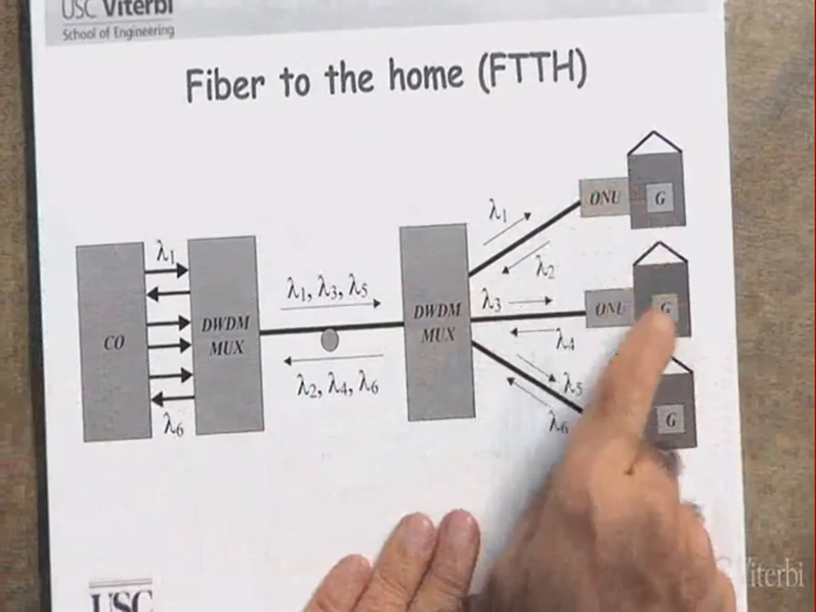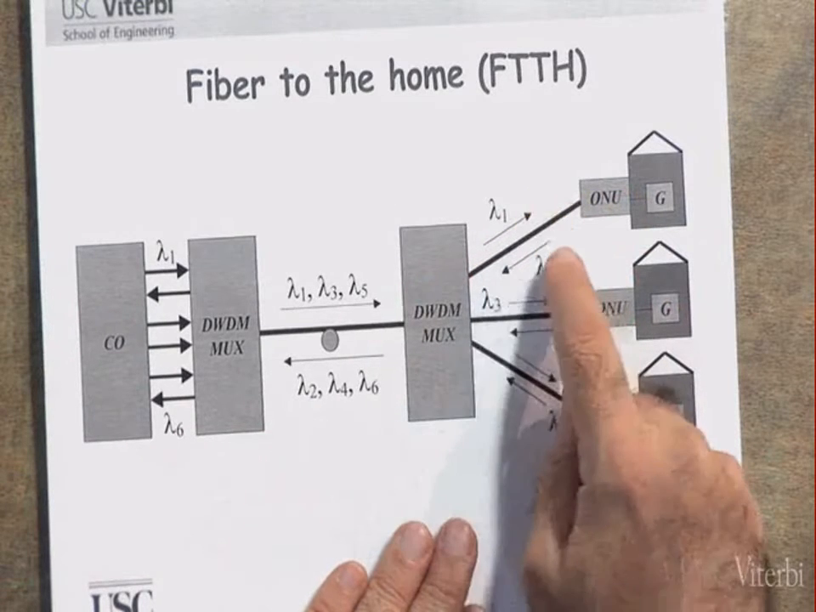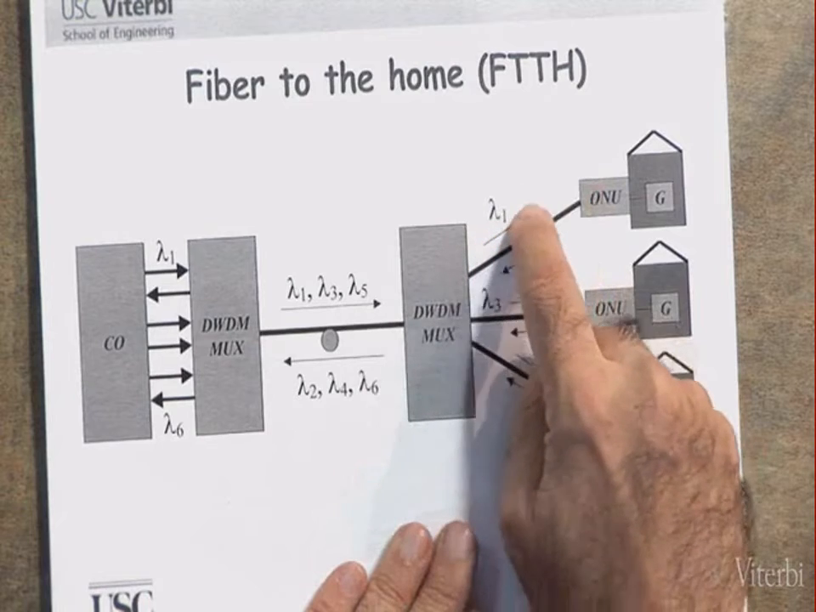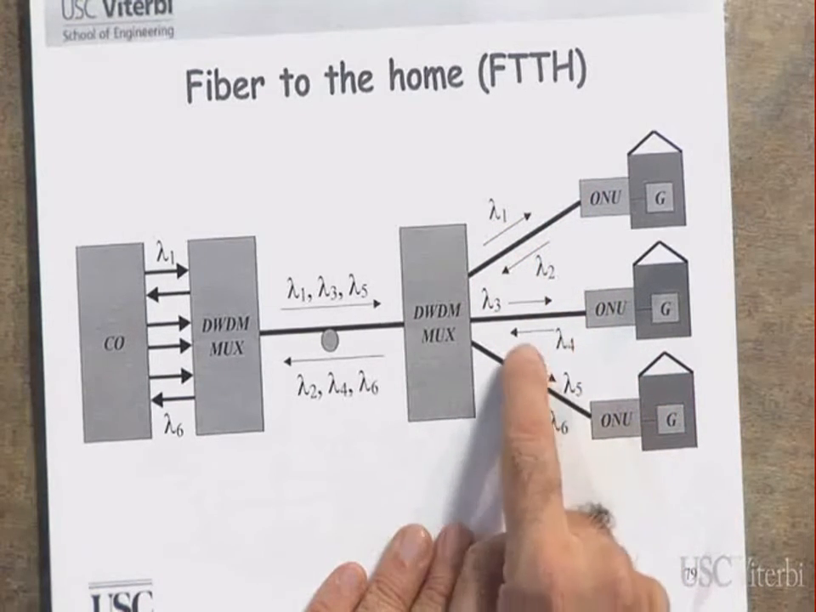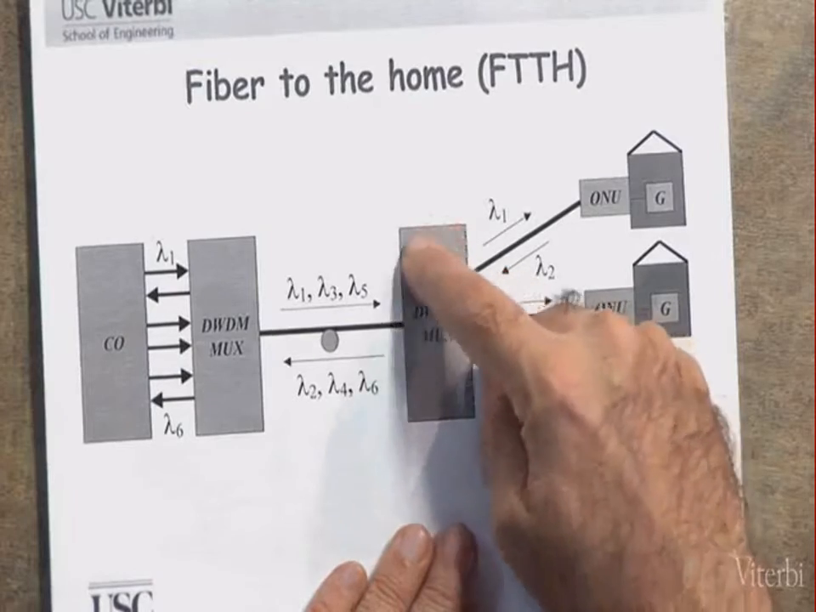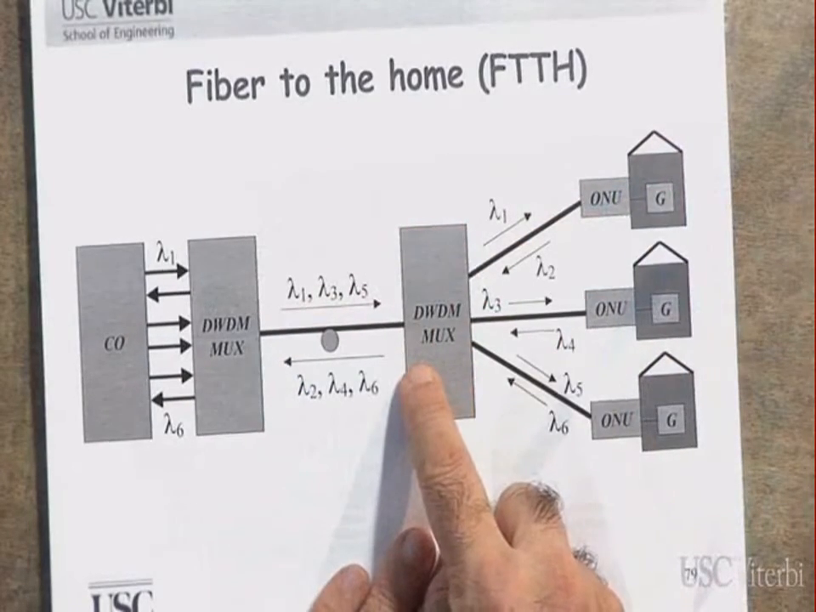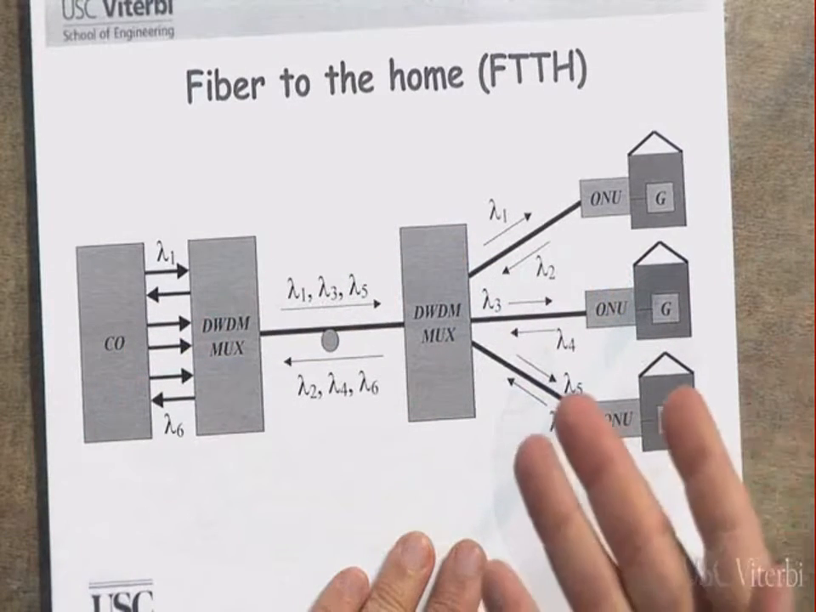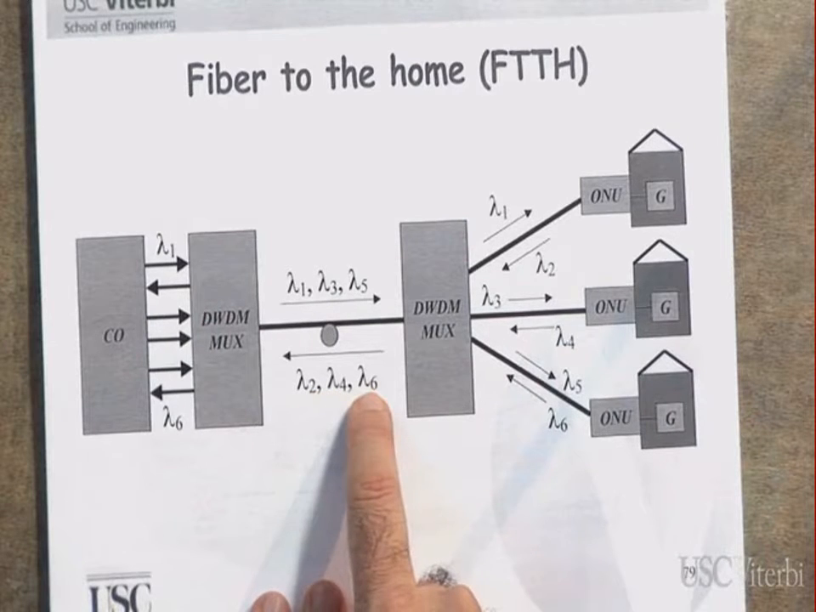Listen, see, every home is going to be receiving at a certain wavelength and transmitting at another wavelength. So this one receives at lambda 1, and transmits at lambda 2, lambda 3, lambda 4, lambda 5, lambda 6. What is this one doing? On the uplink, this one is behaving as a multiplexer. On the downlink, it is behaving as a demultiplexer. So on the uplink, what do you have? Lambda 2, lambda 4, lambda 6. Is there collision? No collision here.